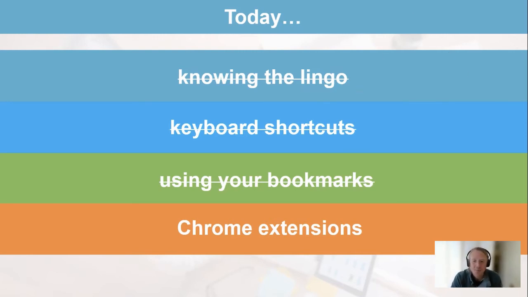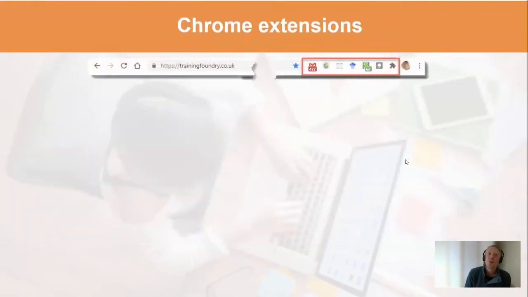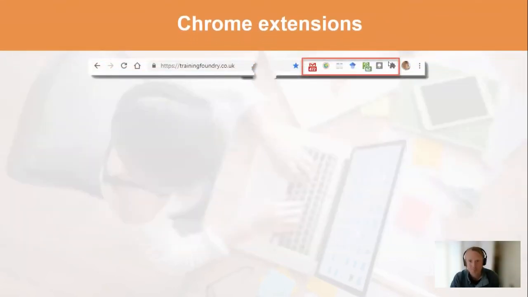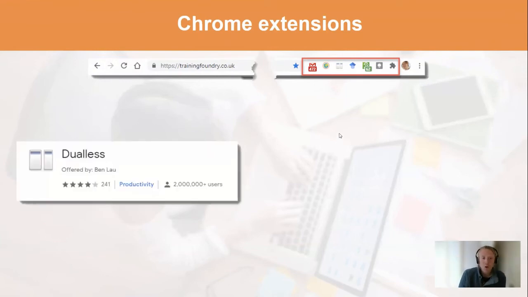Okay, so I'm going to show you 4 of my favorite extensions. Extensions show up at the top right of your browser in Chrome, as little icons just next to the star that we used for the bookmarks bar. The first one I'd like to talk about is something called Duelist. Has anybody heard of this or seen this before? No? Okay.